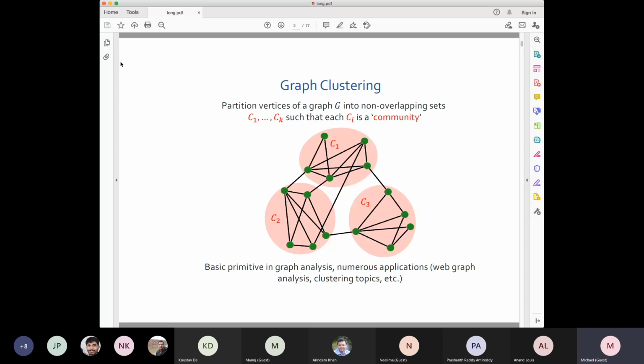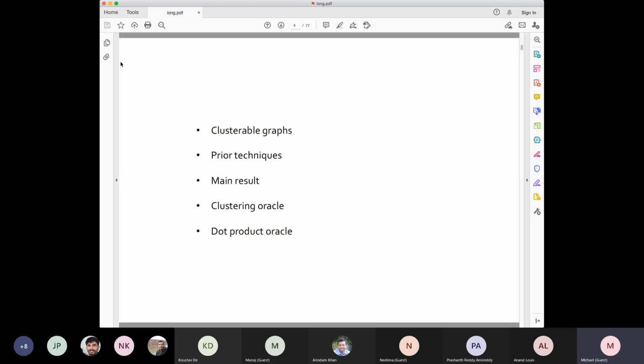Good. So clustering is, of course, a basic primitive in graph analysis, has numerous applications, which I will not dwell on here. Good. So in this talk, we are interested in finding clusterings of graphs that actually admit good clusterings. We'll be interested in very fast algorithms for this problem. So in what follows, I will start by defining the class of input instances that we're interested in. So we call those clusterable graphs. Then I'll talk about what was known before about this clustering problem, and finally get to our main result.